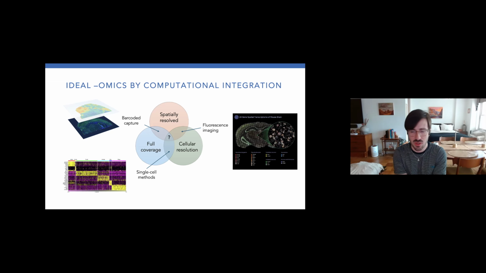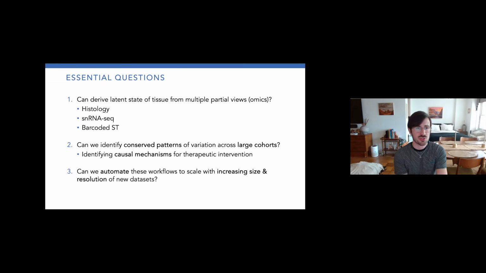You can only look at a couple dozen to maybe a couple hundred targets if you're really lucky, depending on the technique. And then finally, there are single cell methods where you can tear everything apart and look at it in a really fine-grained way, but then you've lost the spatial context of what was all next to each other. So my essential questions for this research are about taking these multiple data modalities that are all incomplete views of the tissue, and seeing if we could find the latent state and identify the key drivers of pathology.